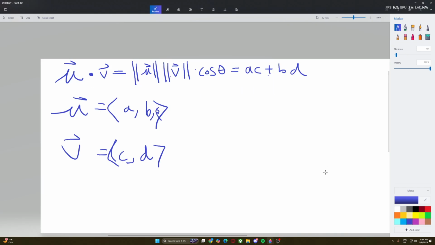Applications or work, what does it really mean? I don't know. The closest definition I got is how close they point in the same direction, with their magnitudes multiplied as a factor. Anyways, let's just do a problem. We're not going to do cross product today. Let's do a quick problem.